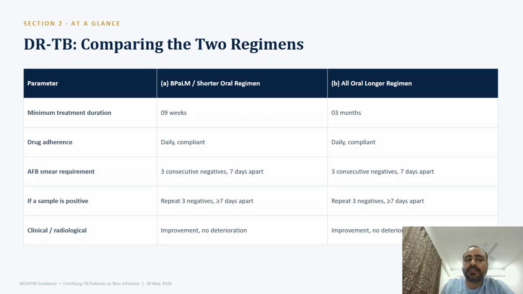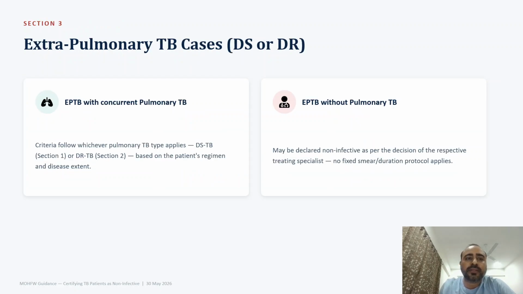When we compare DRTB regimen to the DSTB regimen, we can see that the AFB smear requirement is different. In DSTB regimen, you can remember that we have to have 2 consecutive negative AFB samples that should be 7 days apart. Whereas in DRTB, there should be 3 consecutive negative AFB samples that should be 7 days apart. Now, one thing we should remember is that if any sample comes out to be positive, we have to again repeat the consecutive negative samples to certify the patient as non-infective.